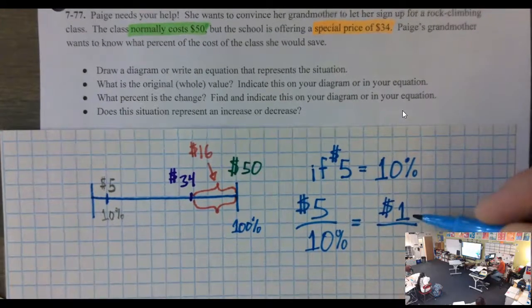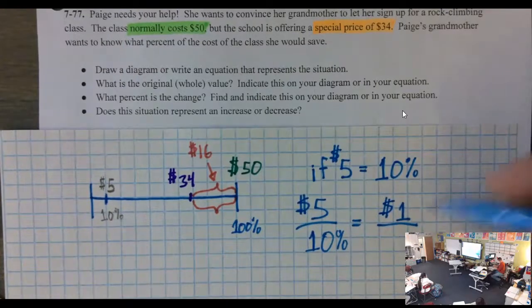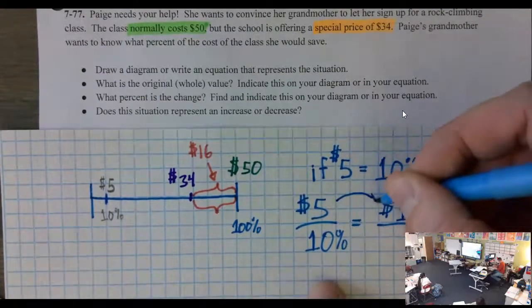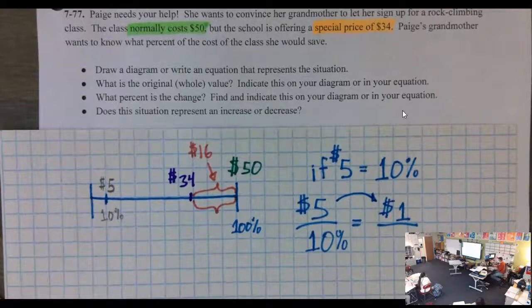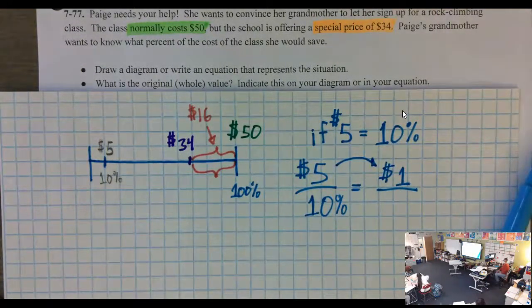$1. See, this is why we gotta have labels, guys. $1 would be what percent? How would we go from 5 to 1? Divide. Guys, this is freaking me out, because we were doing this last week.